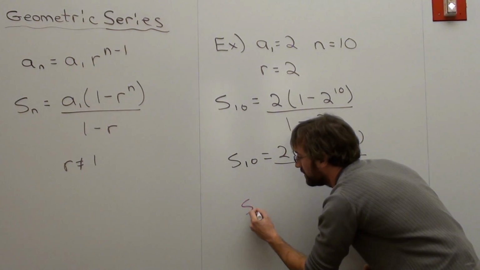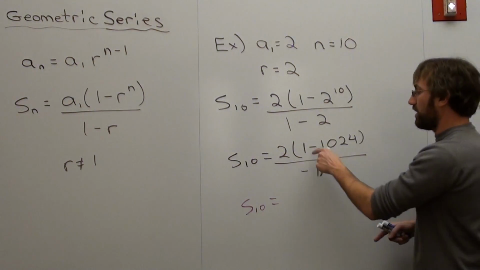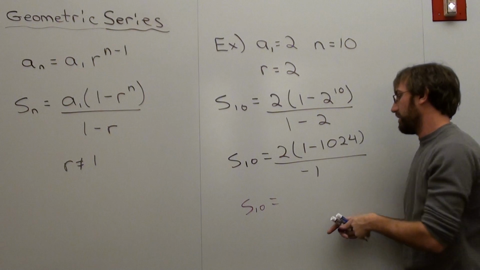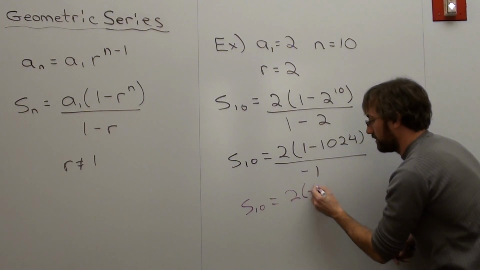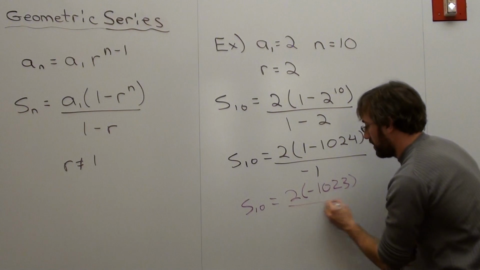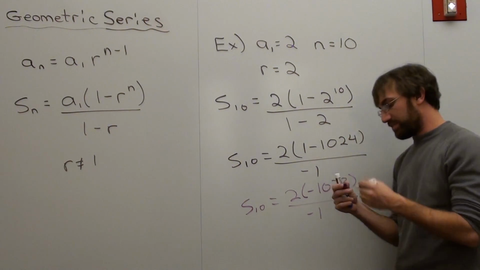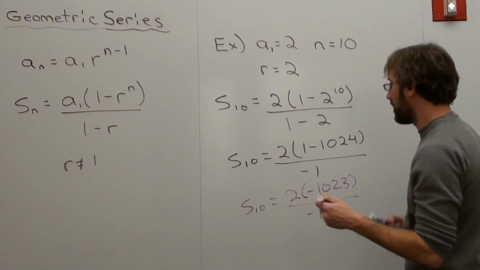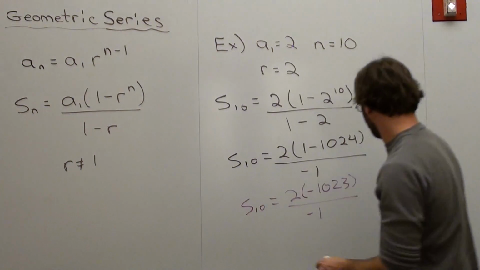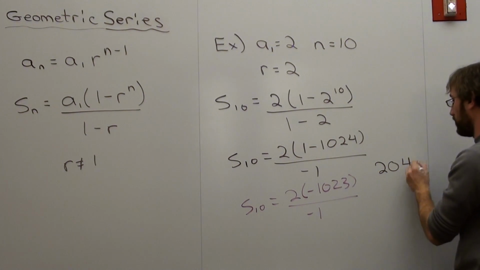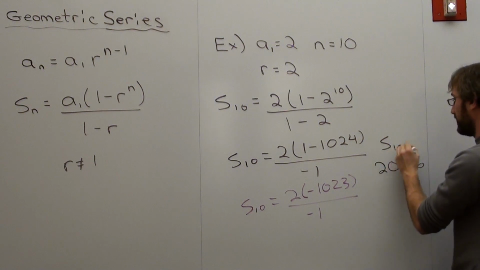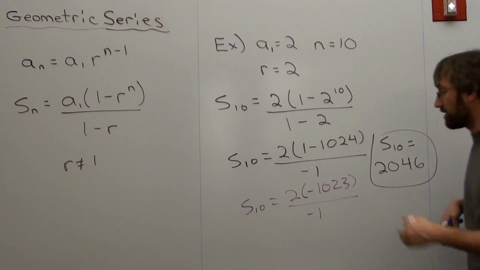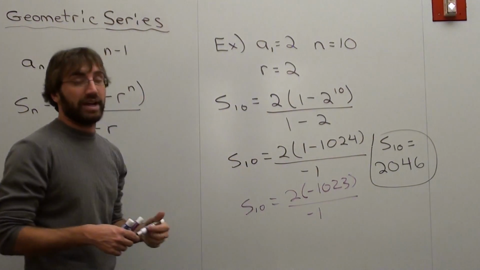S of 10 equals, now 1 minus 1024 is negative 1023. And I'll go ahead and write it out. Over negative 1. Negative divided by negative is positive, and 1023 times 2 is 2046. So if I add up all these numbers together, S of 10 equals 2046. If I add up the first 10 terms, I got 2046.